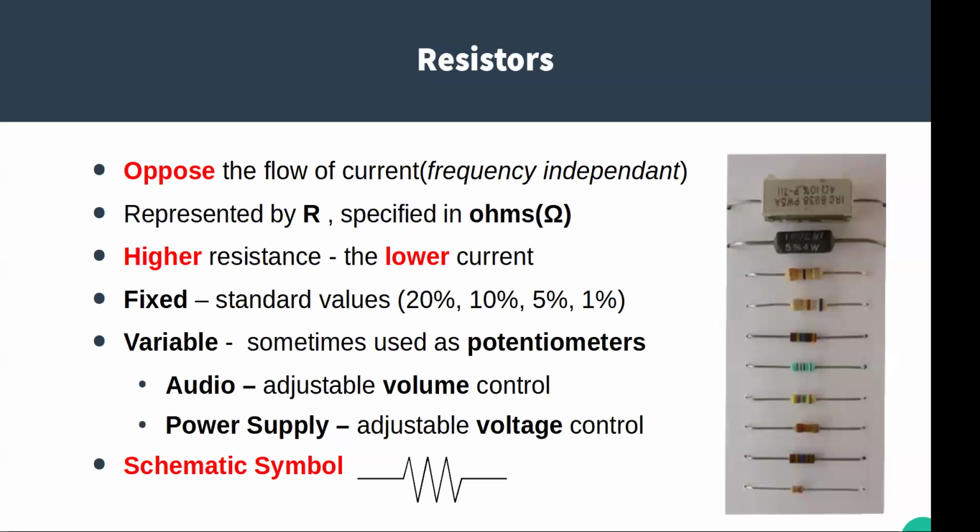The schematic symbol that's used to represent a resistor is that little squiggly line down there. Typically, it's three up and down squiggles.